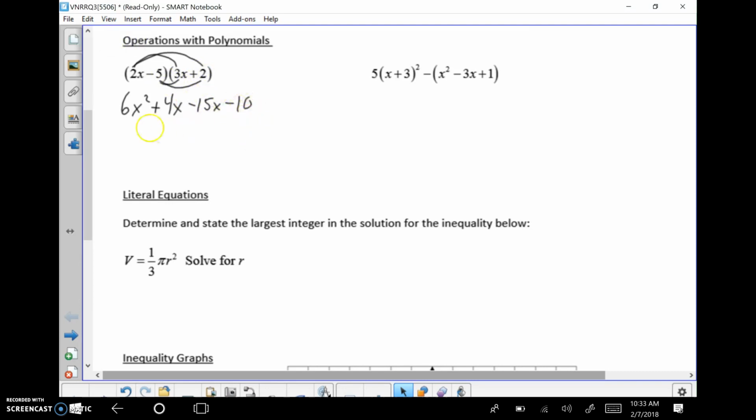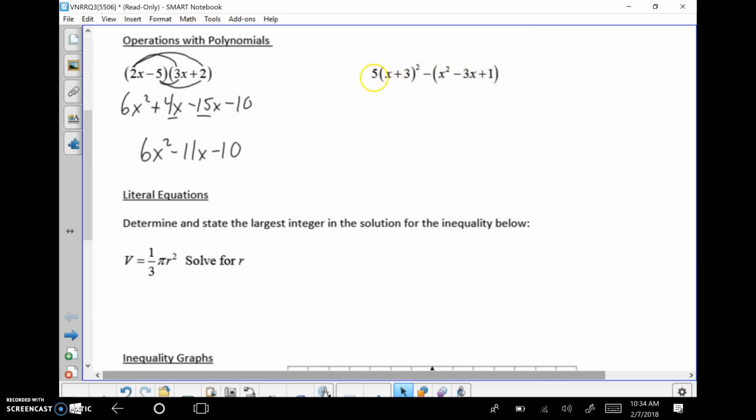After you distribute, look for like terms. We have them in the middle. Combine them. So 6x squared minus 11x minus 10 will be our final answer. And there's no more like terms to combine. Remember, addition requires like terms. Multiplication doesn't, but addition does. So that's it. Similar concept over here. It's just more polynomial operations.